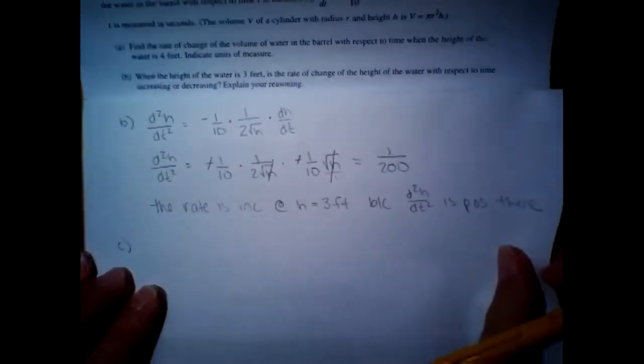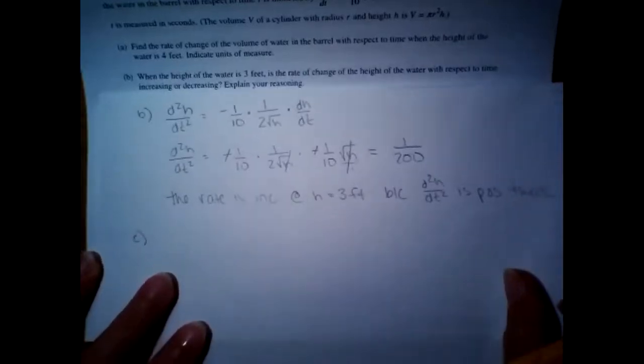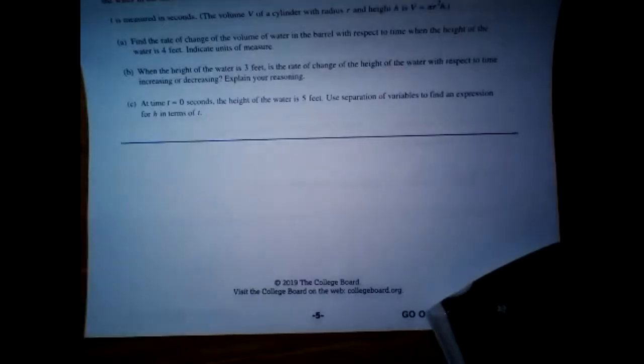The first time I did this question when they released these, that threw me. I'm going to be real honest, because I was like, well, what about the 3? It was kind of extraneous information. So you kind of didn't even need that.